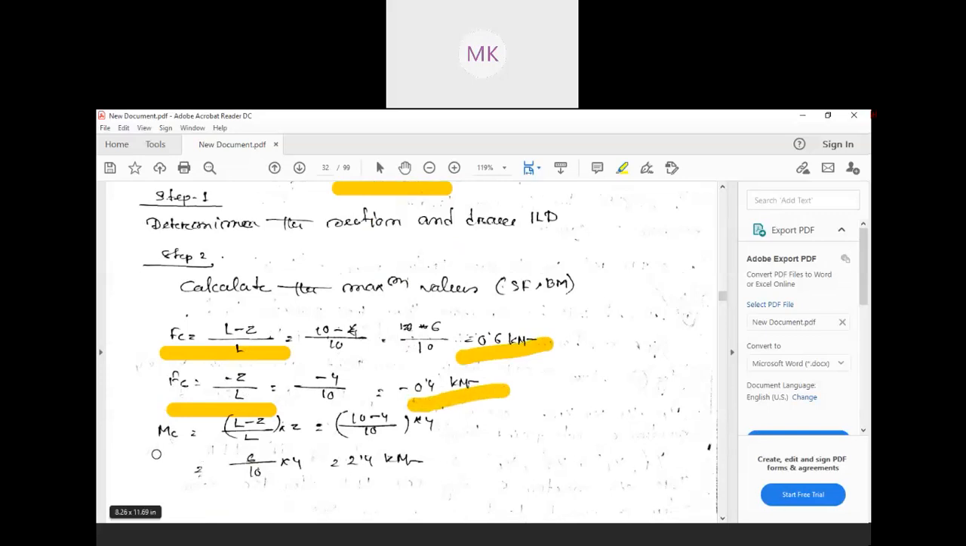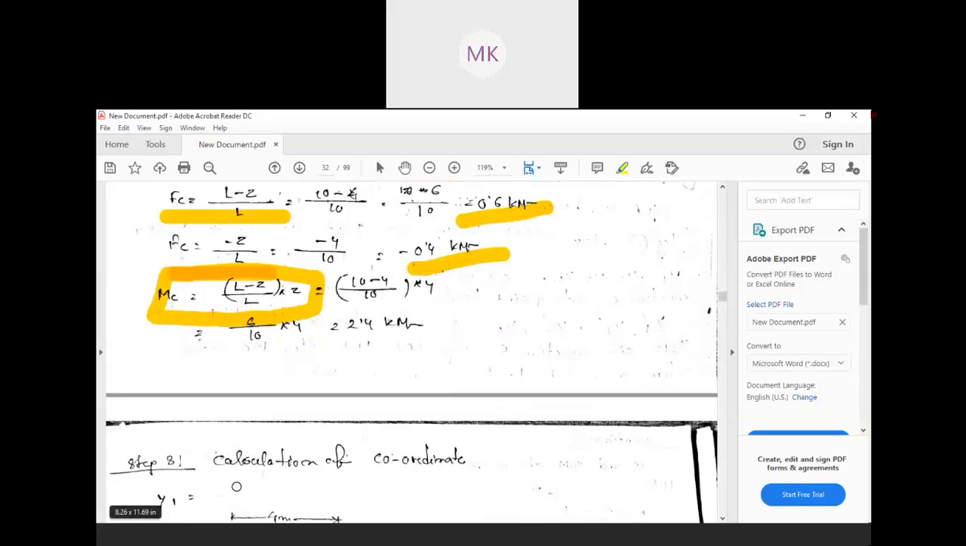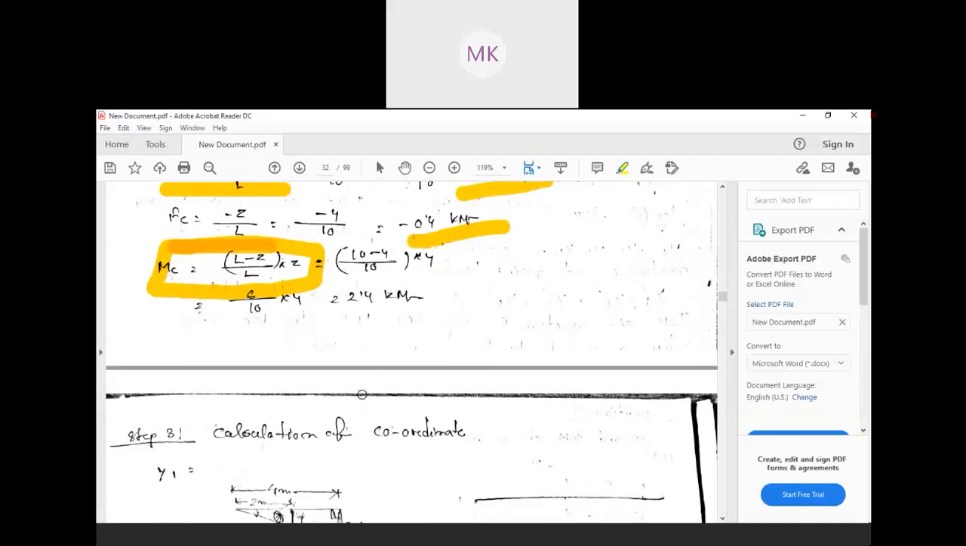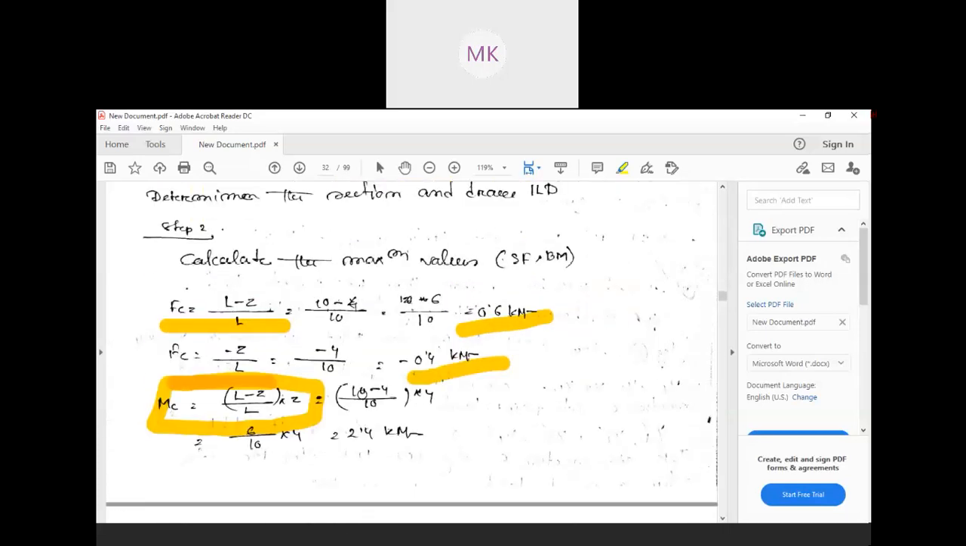Similarly, we need to use the MC formula, (L minus Z) into Z by L. Everything you know, just put in the values and you will get the MC value. Up to this, it's very simple. Just remember these three formulas. You can easily put in the values and find it. But after this, what do we need to do?